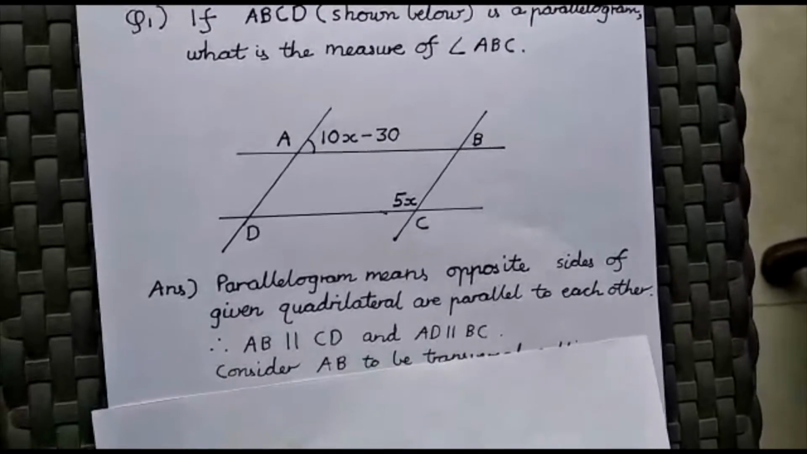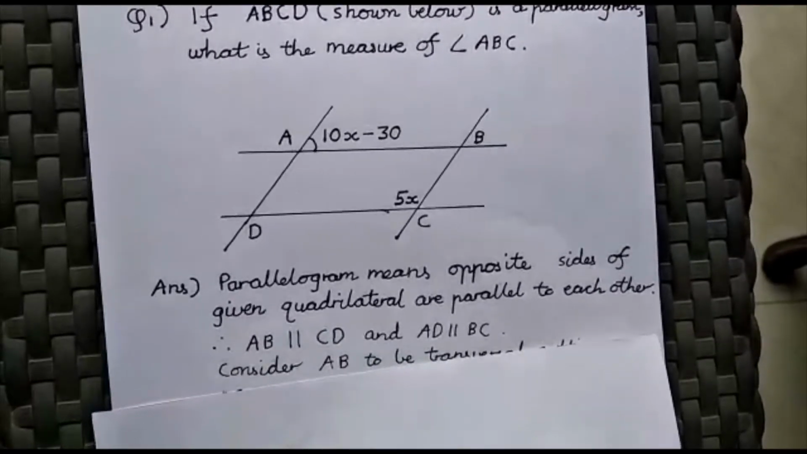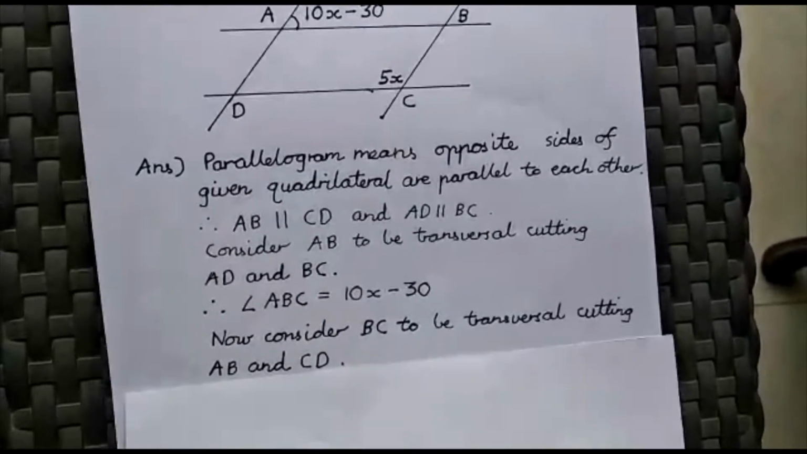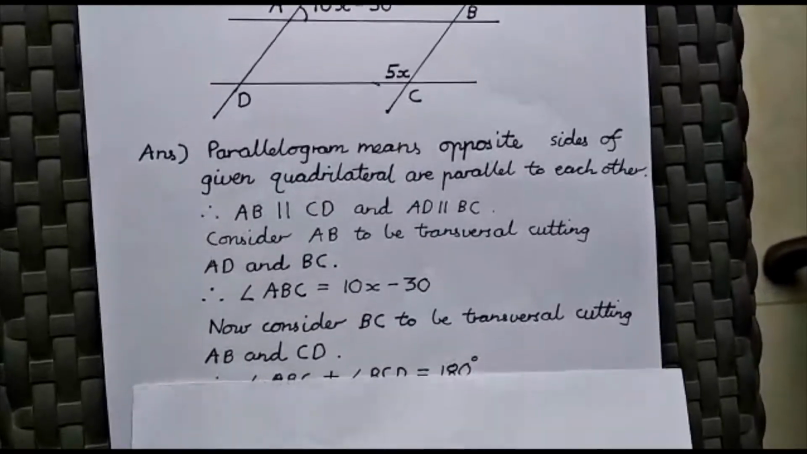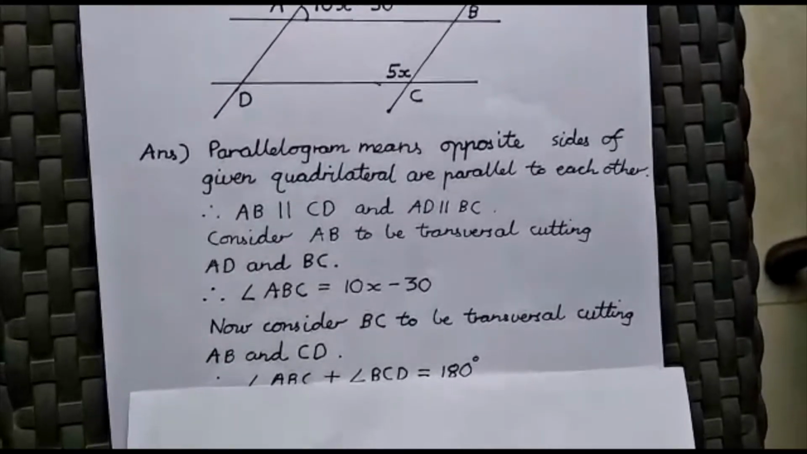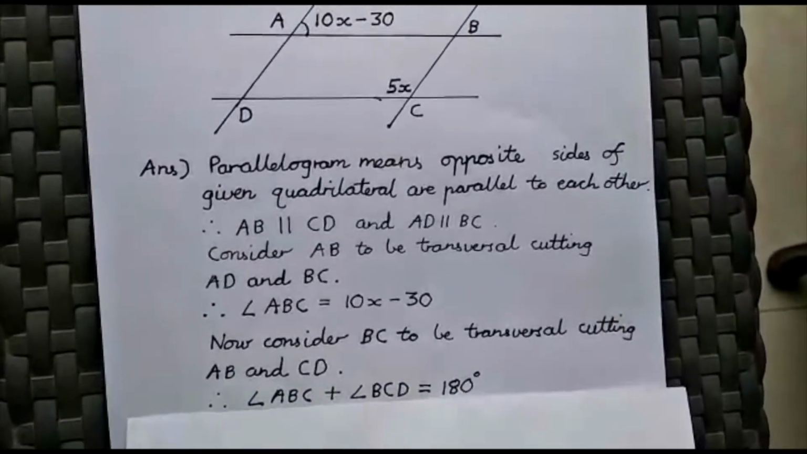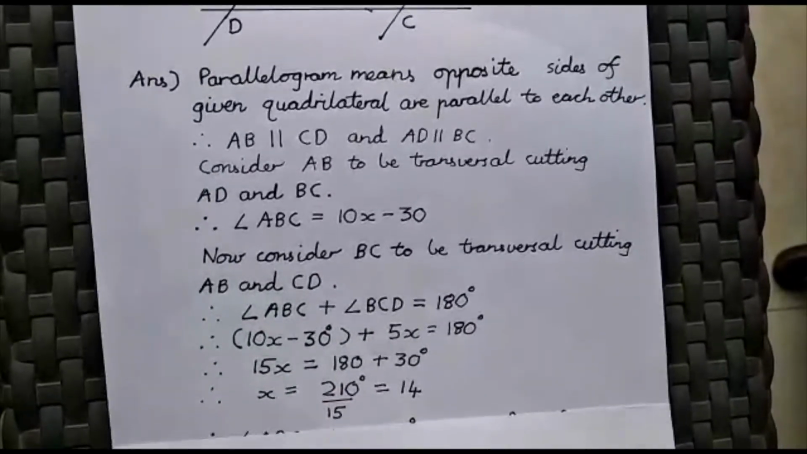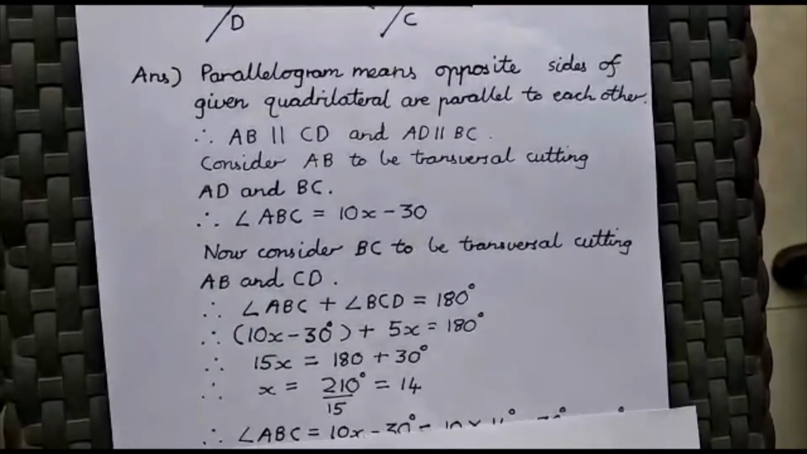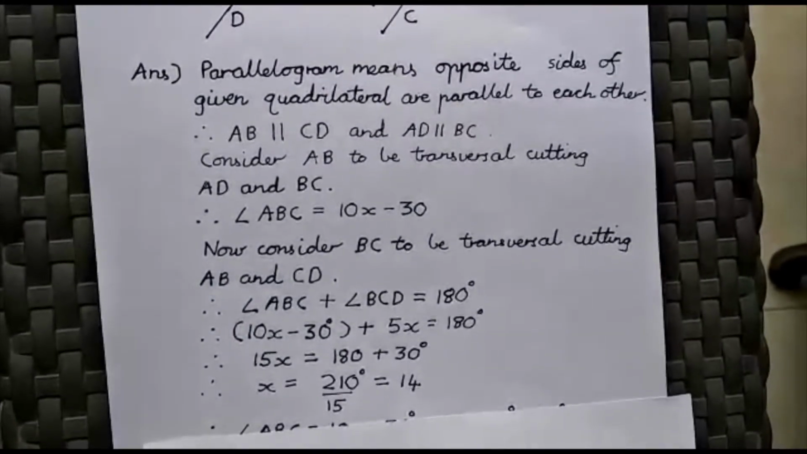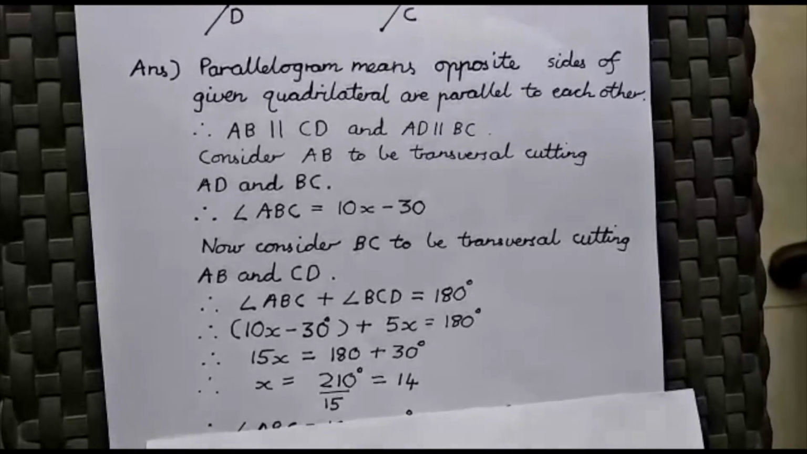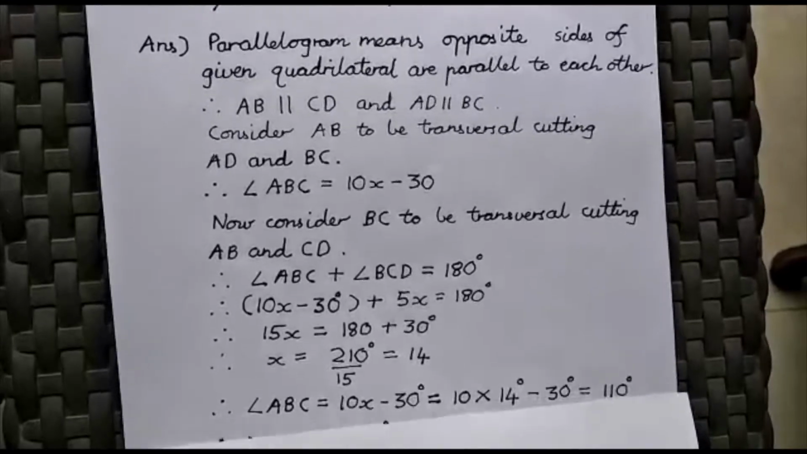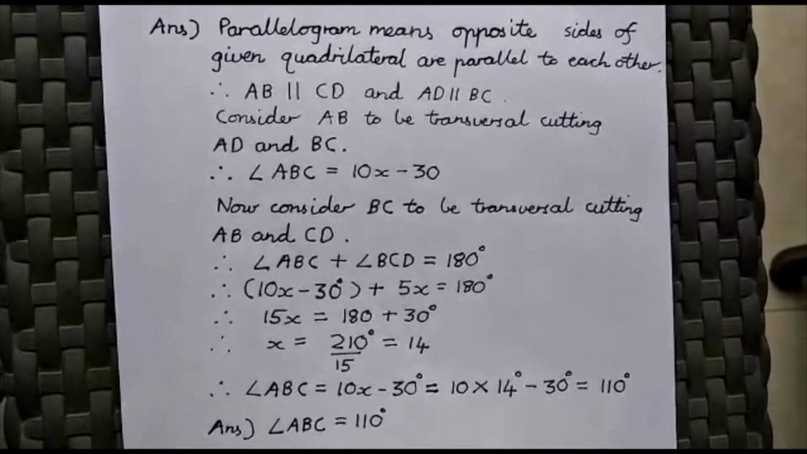Now we consider lines AB and line CD and we consider the transversal to be line BC. So angle ABC is an acute angle and angle BCD is an obtuse angle. Hence their sum will be 180 degrees. Therefore we get the value for x, it's nothing but 14 degrees. And since angle ABC is 10x minus 30, we put x equal to 14. So angle ABC is 10 into 14 minus 30, which is 110 degrees.